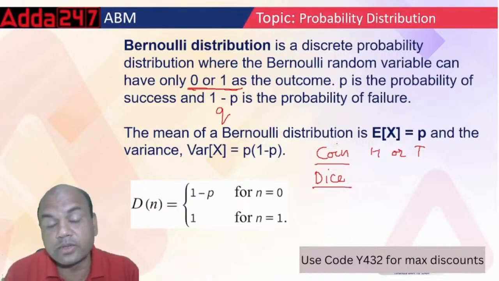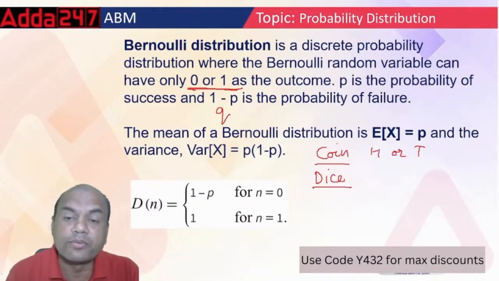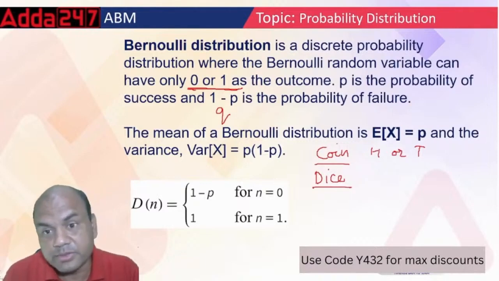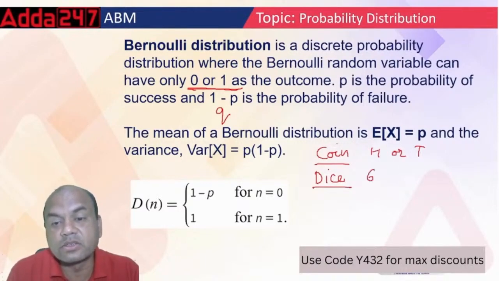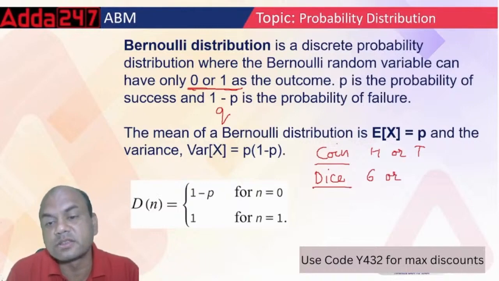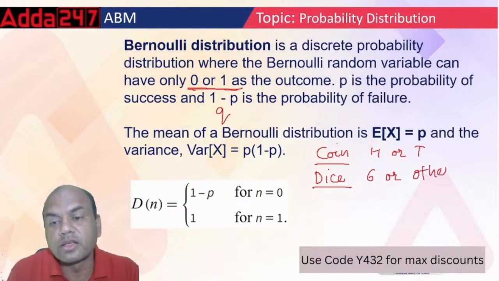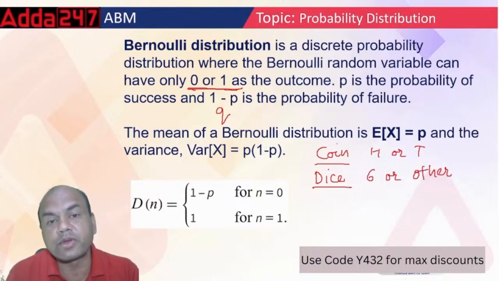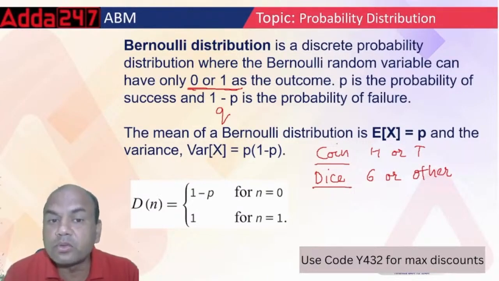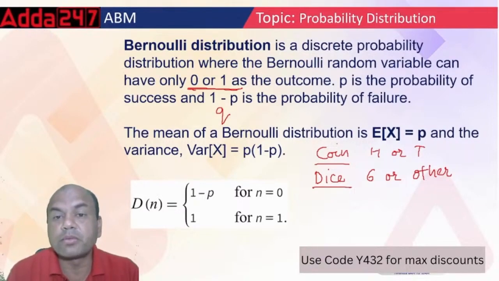When you throw the dice, there are 6 options: 1, 2, 3, 4, 5, 6. You'll say, how come 2? That is possible: either you get 6 or other than 6. If I have to get 6 on the top or other, it's again 2. This way these problems are framed. So there can be only two answers. Remember, 0 or 1 as the outcome. P is the probability of success and Q is the probability of failure.